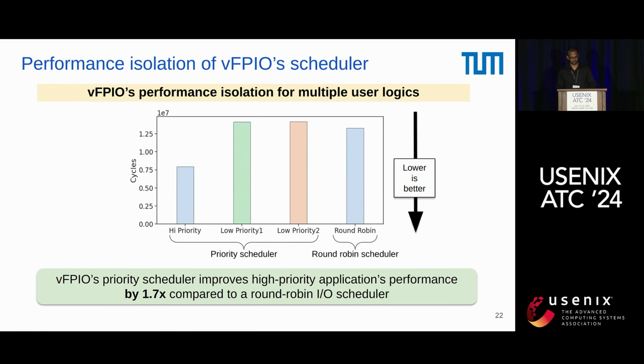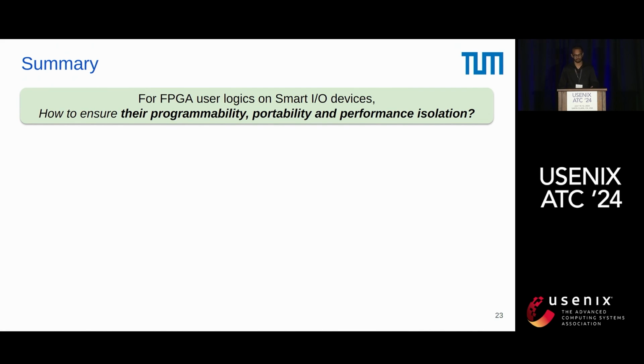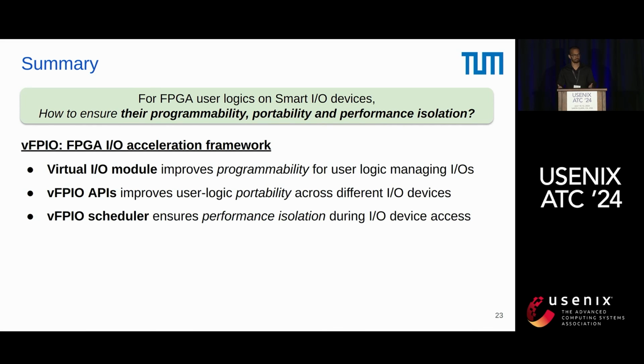So we see that the priority scheduler of vFPIO improves high priority application performance by almost 2 times compared to a round-robin scheduler. And this is essential for high priority applications. So in conclusion, we saw that for FPGA user logics on smart I/O devices, it is extremely hard to ensure programmability, portability, and performance isolation when more than one user logic is trying to access the same I/O device. So to overcome this problem, we introduced vFPIO, which is an FPGA-based I/O acceleration framework.